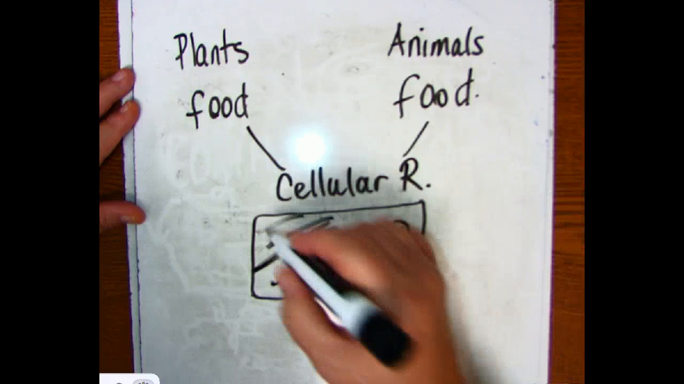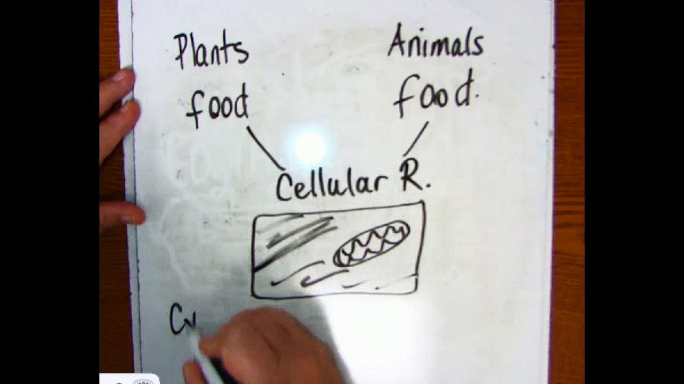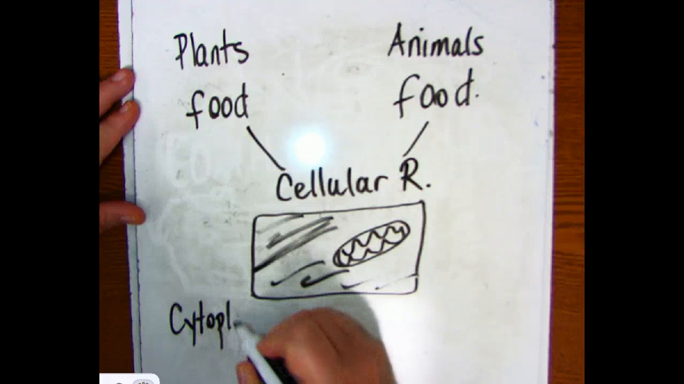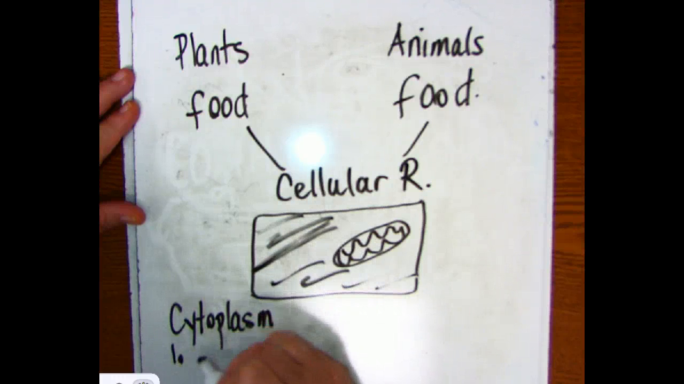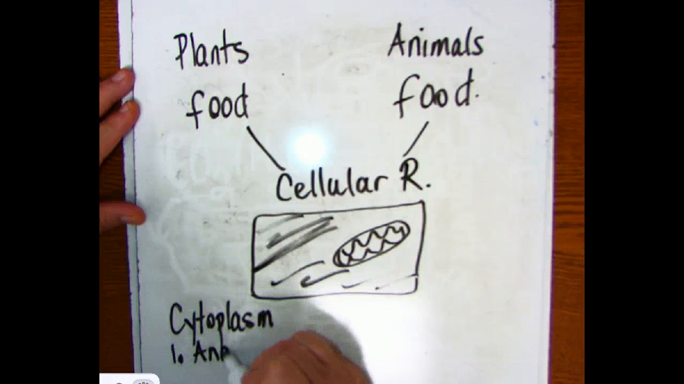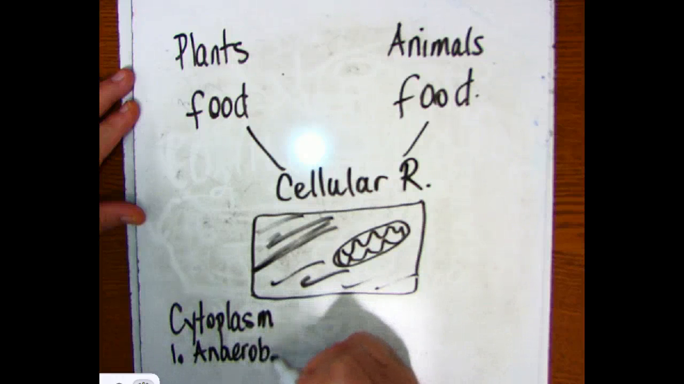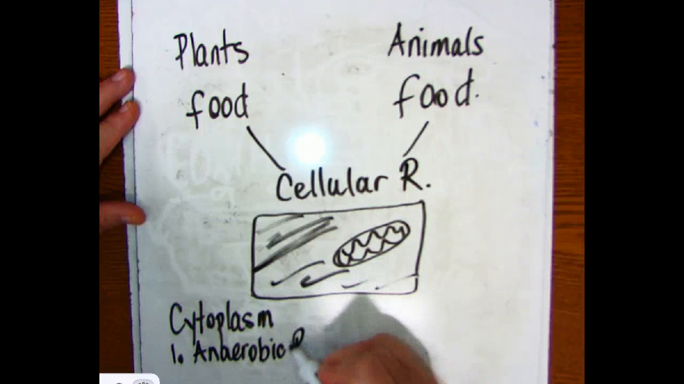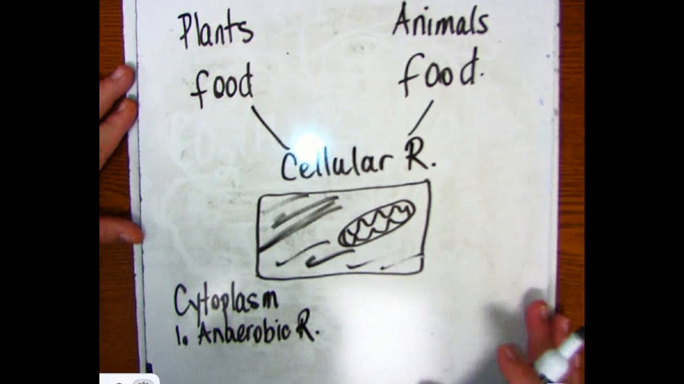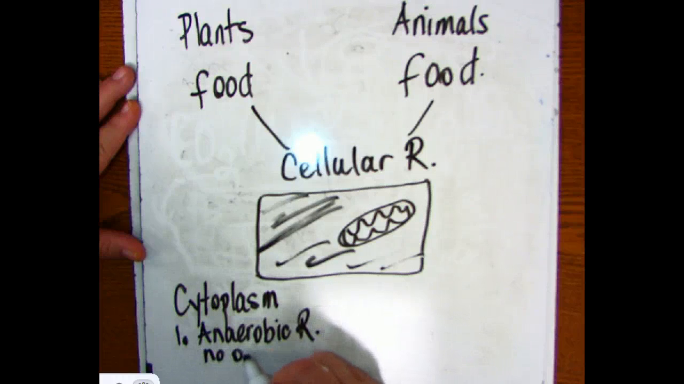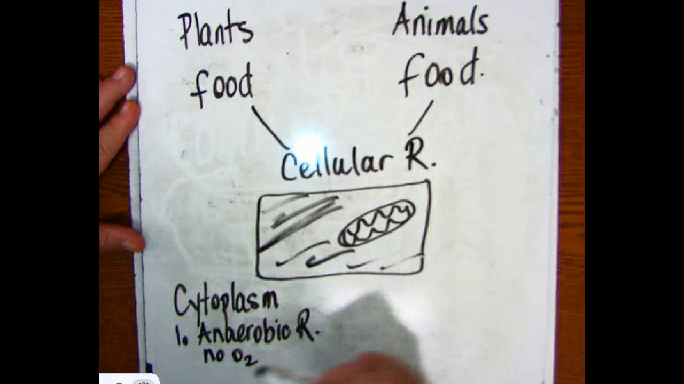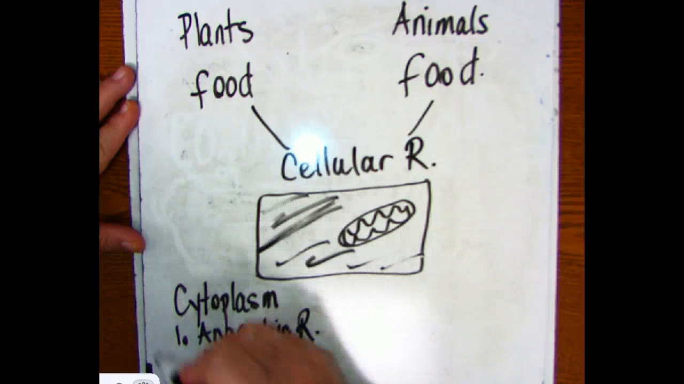And what you need to understand is in the cytoplasm, one part of cellular respiration occurs, and that's the first part, which is anaerobic respiration, and that is without oxygen. I'm just going to put anaerobic R. And anaerobic respiration is no oxygen. And so it doesn't use oxygen in breaking down the food.